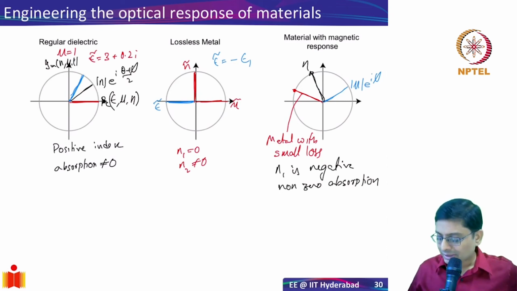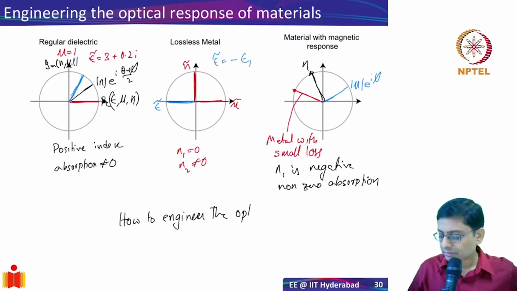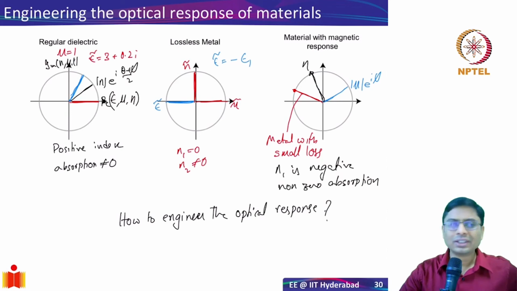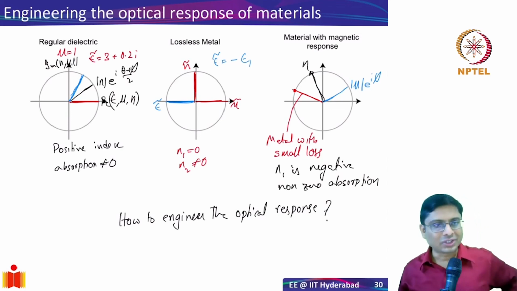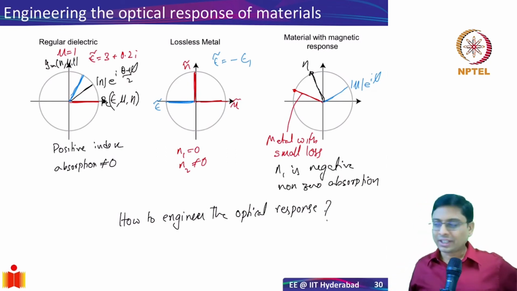Later in the course, we will talk about how to engineer the optical response. So far, it's just an oscillator, right? We gave an example of a Lorentz oscillator where you have it in nature and you're just understanding it. But it turns out that you can actually make this happen. Even if it is naturally not there, you can engineer an electric response or a magnetic response. How do we do that? We will talk about it a couple of weeks from now.